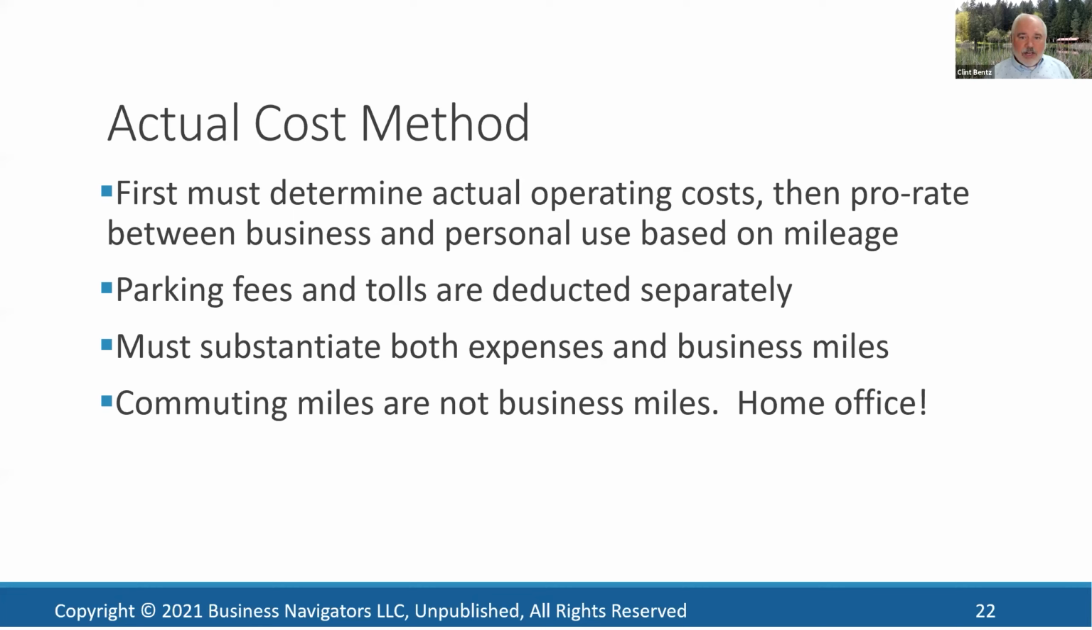Now, if you're using the actual cost method, you have to substantiate both the expenses and the miles. You're going to check a box on the tax return that says you have substantiated. It's going to ask you, do you have substantiation for the expenses? You're going to say yes or no. And is the evidence written? And you're going to say yes or no. Those questions are under the penalties of perjury.